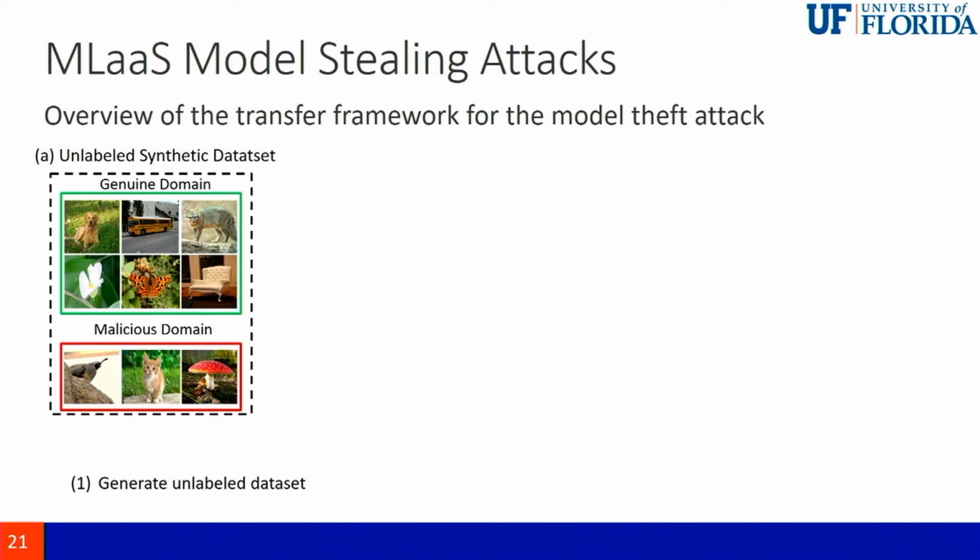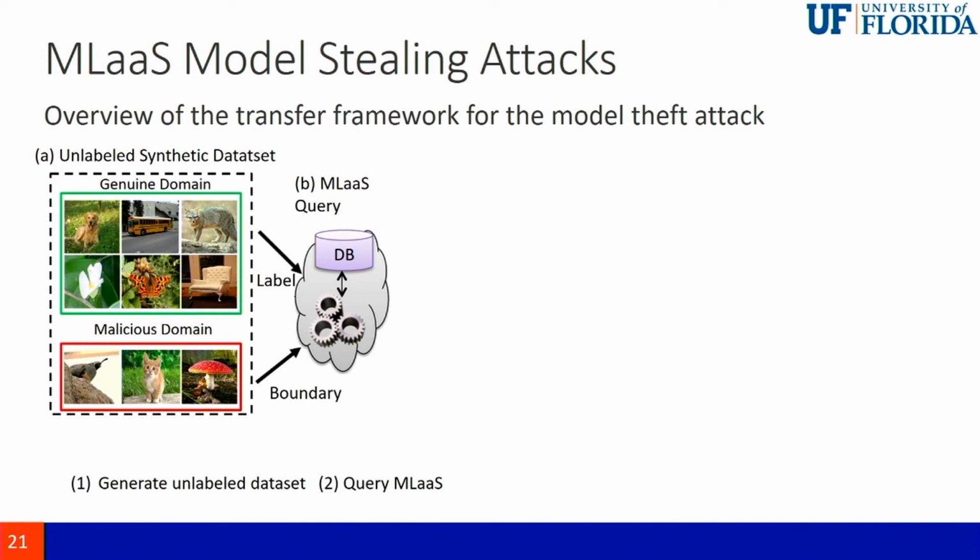So why do we still need the genuine domain data? Remember that we are targeting the machine learning model on the cloud as a fully black box. We don't even know what kind of labels they would provide us. So the genuine domain data is mainly to query the machine learning model service to extract what kind of labels they will provide. And the malicious domain data set will be used to extract the boundary. So you see, in order to extract a fully black box machine learning model, we needed to know its functionality, what kind of labels it will provide, and what boundary they have.